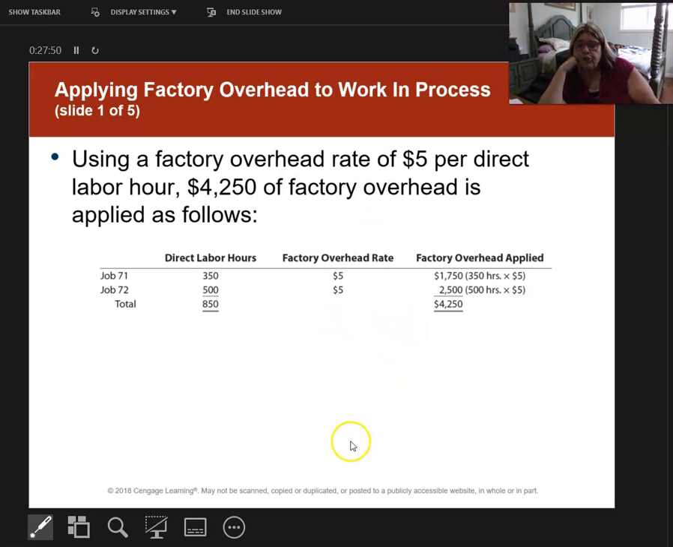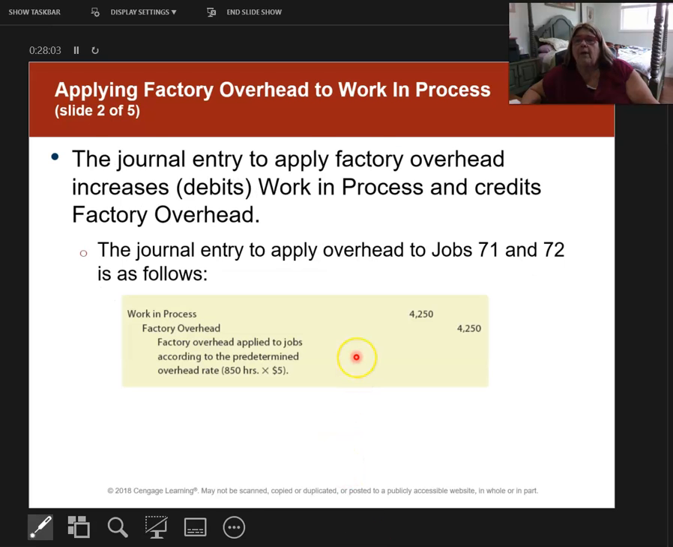So our next journal entry will be applying factory overhead. Now the first journal entry in factory overhead was to load the factory overhead account up with the cost. Now we're going to be applying it. So here's my journal entry. Take it out of factory overhead by crediting it and putting it into WIP by debiting it. Now remember, this is just a guess, and I really won't know what it actually is until I finish. So this is another journal entry. This is applying factory overhead.